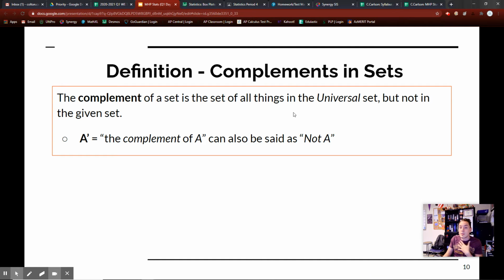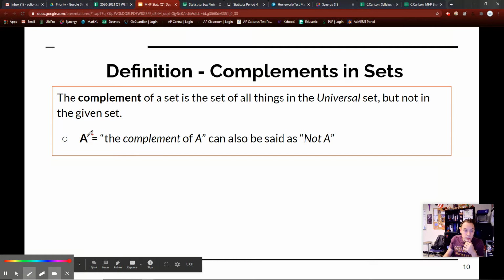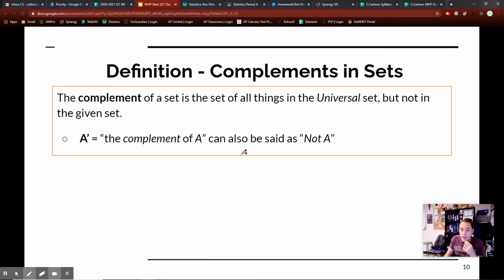If it's a 75% chance of raining outside, what's the percent chance of it not raining outside? And you should all say 25%, right? Because that makes the whole universal, the whole 100%. The 25 plus the 75 makes the whole set, okay? And we denote this by A prime. The complement of A can also be said as not A.